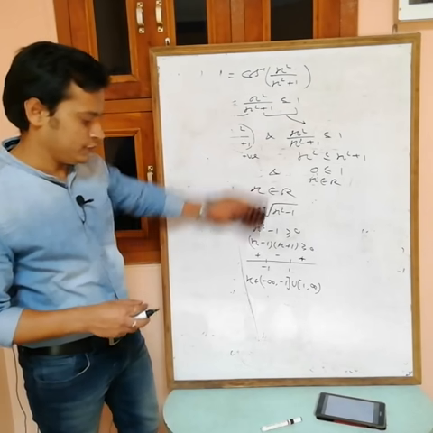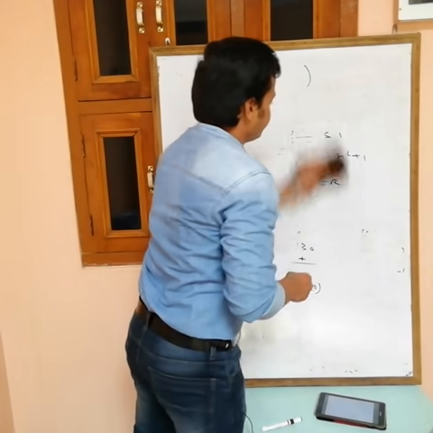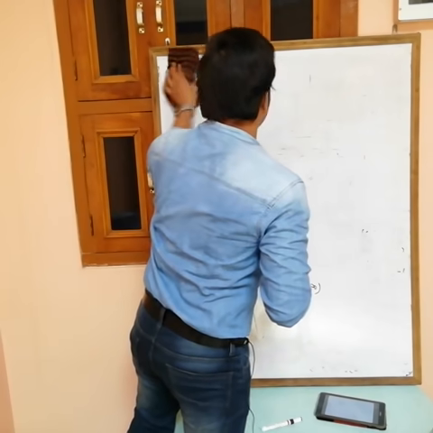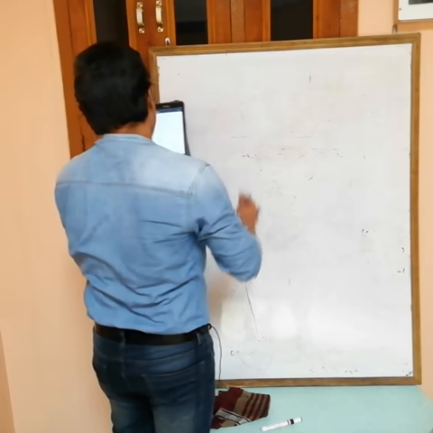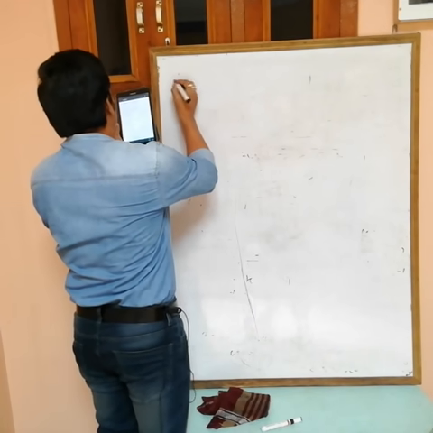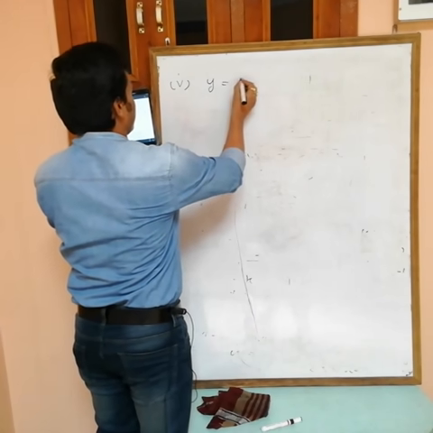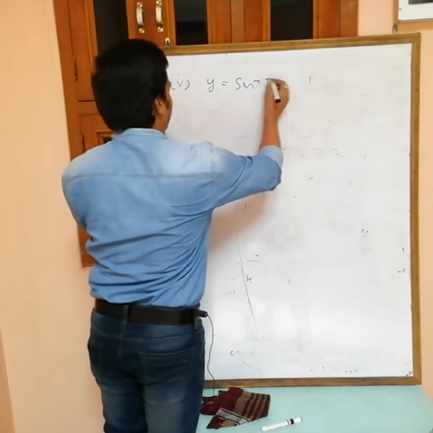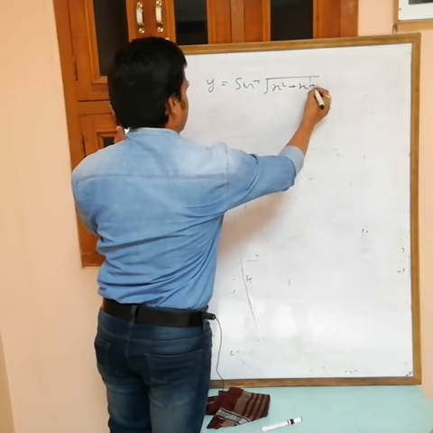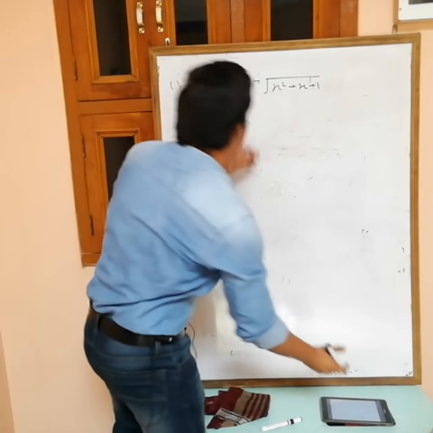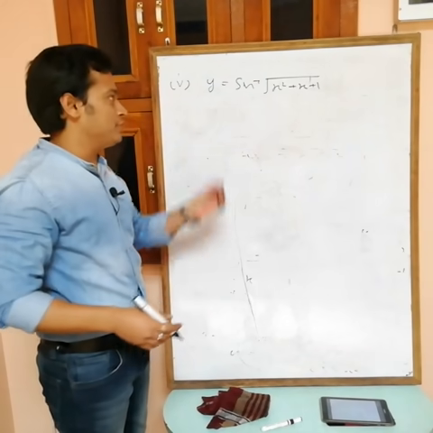Okay, next, again domain. The fourth one is done now. Fifth one, y equals to sine inverse of root over x square plus x plus 1. Now, okay, now there is sine inverse. In the previous question we had tan inverse, now we have sine inverse.